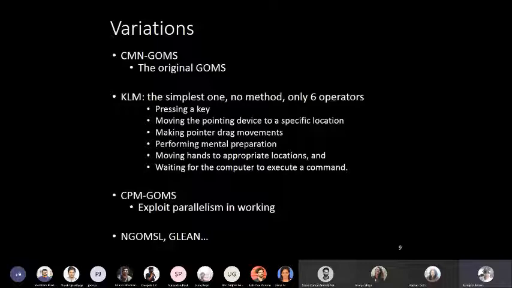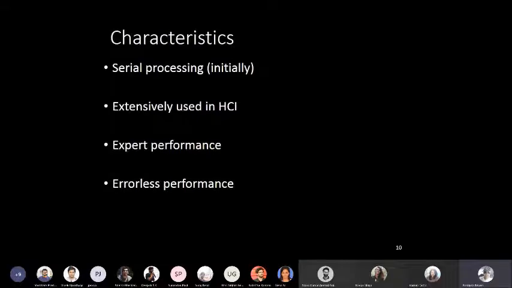The characteristics of the GOMS model: since it's derived from the Model Human Processor, initially it was thinking about a serial processing of activities, like this cycle of perception, cognition, motor action, although later on it has exploited parallelism in operation. It's extensively used in HCI due to its simplistic nature and quick prediction of task completion time, which is just a summation, compared to complicated parameter tuning or mathematical operation in the later models that we will look at.